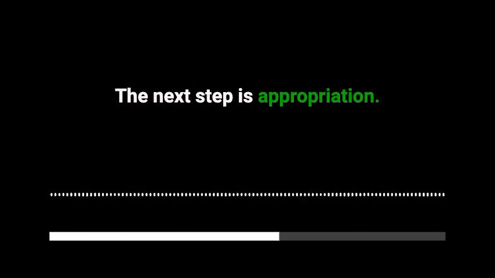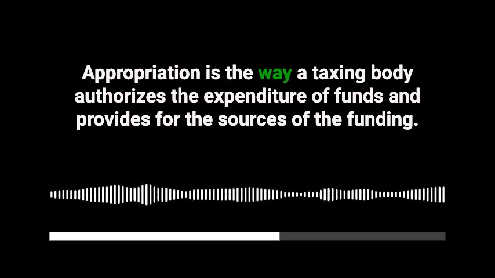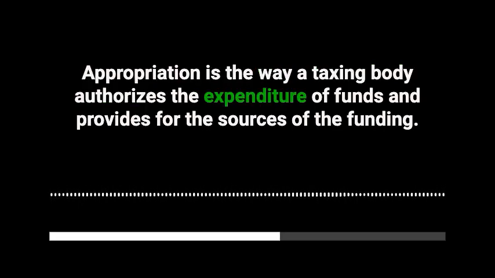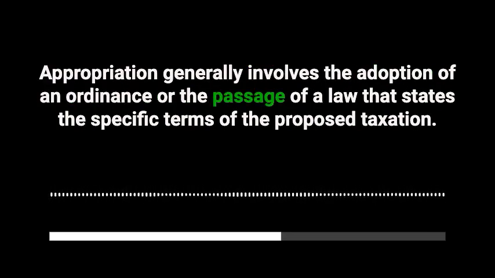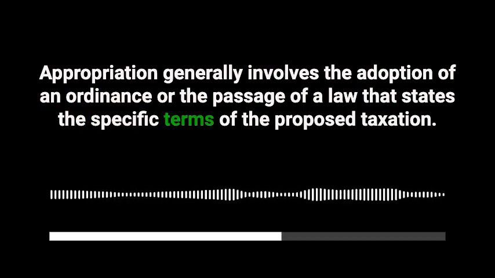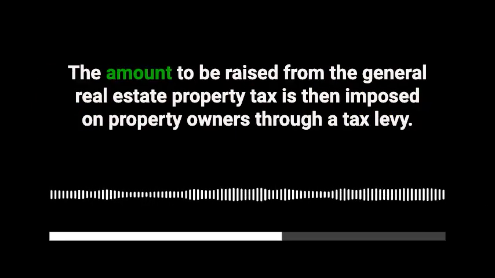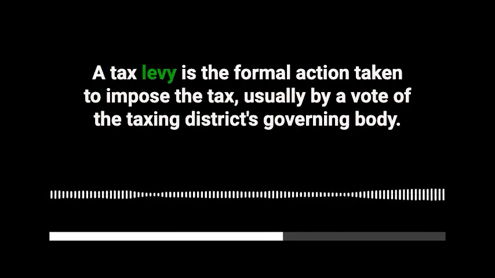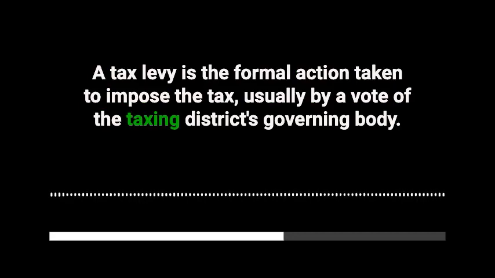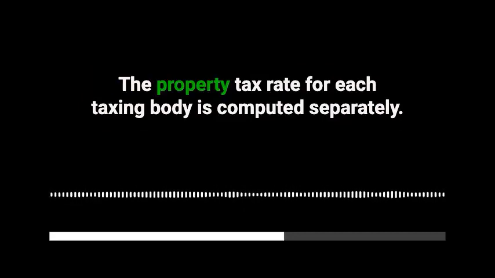The next step is appropriation. Appropriation is the way a taxing body authorizes the expenditure of funds and provides for the sources of the funding. Appropriation generally involves the adoption of an ordinance or the passage of a law that states the specific terms of the proposed taxation. The amount to be raised from the general real estate property tax is then imposed on property owners through a tax levy. A tax levy is the formal action taken to impose the tax, usually by a vote of the taxing district's governing body. The property tax rate for each taxing body is computed separately.